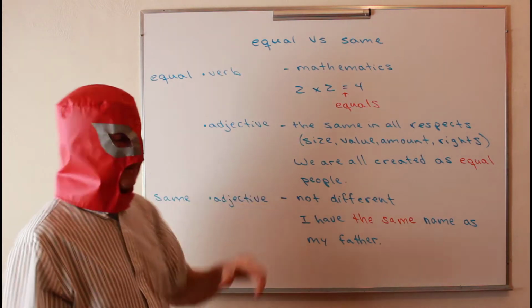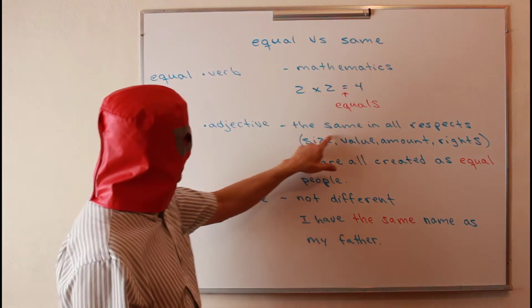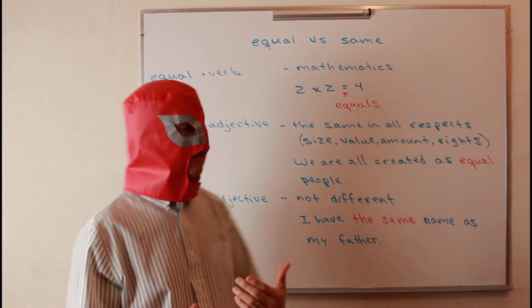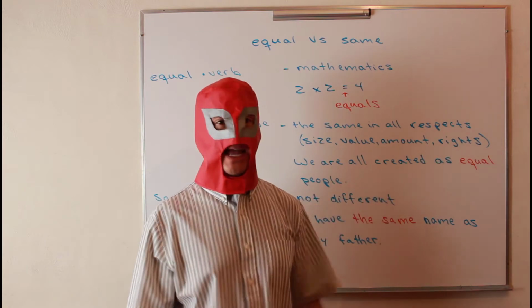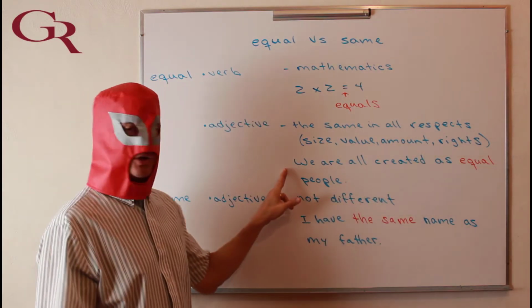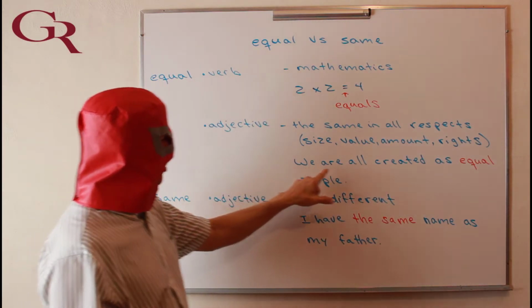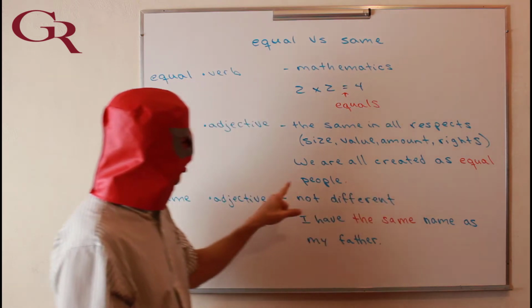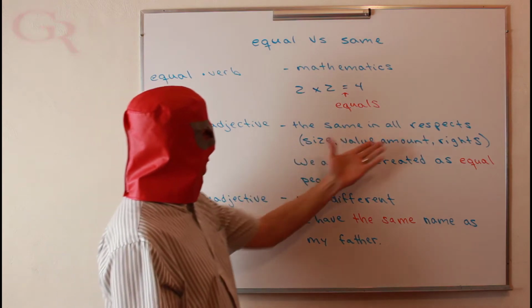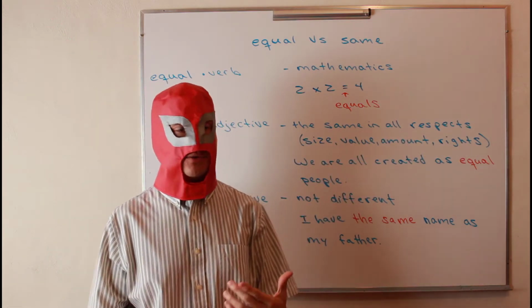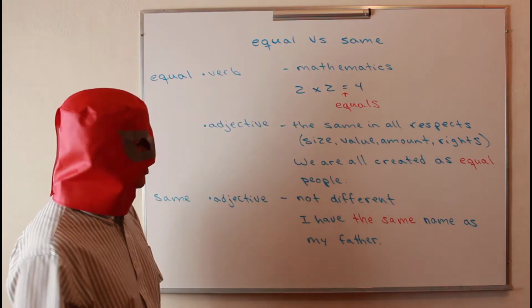Equal as an adjective basically means the same in all respects. That is, in size, in value, in amount, and in rights. And let's take a look at this example. We are all created as equal people. That means as people, we have the same value, we have the same rights, etc. So this is when we're going to use equal.